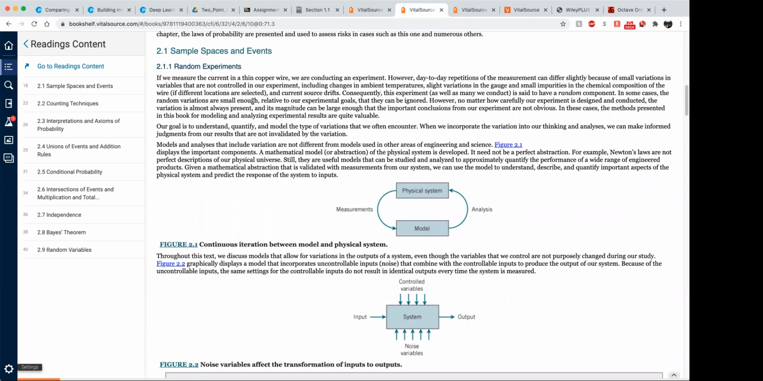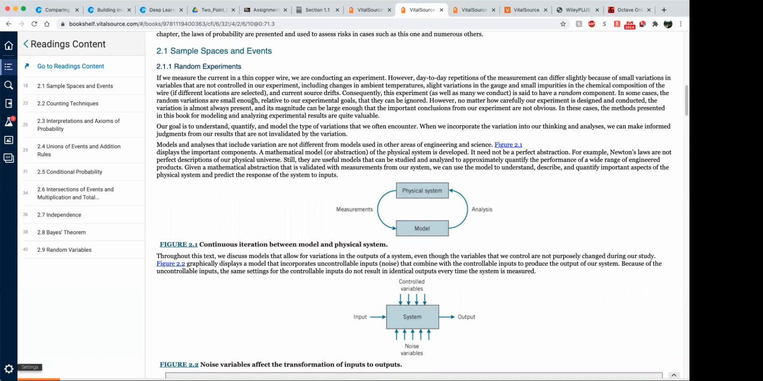If we measure the current in a thin copper wire, we are conducting an experiment. However, day-to-day repetitions of the measurement can differ slightly because of small variations in variables that are not controlled in our experiment, including changes in ambient temperatures, slight variation in the gas, and small impurities in the chemical composition of the wire, and the current source drift. Consequently, this experiment, as well as many we conduct, is said to have a random component.